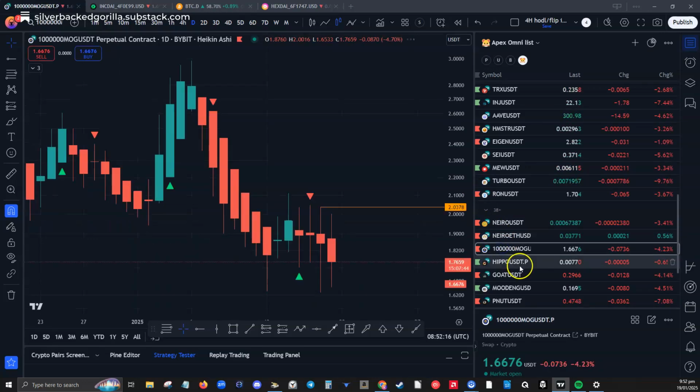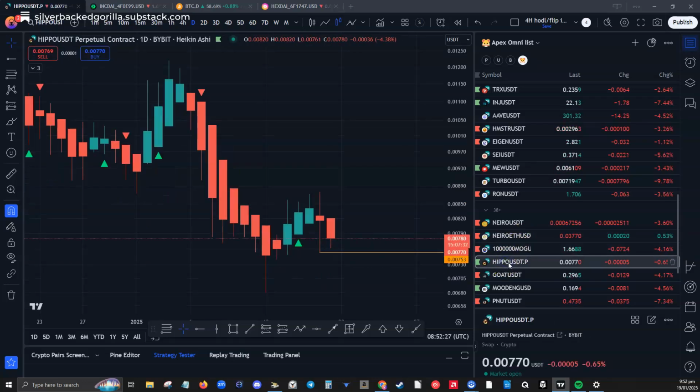0.04363. 1 million MOG. Stop loss level, we moved it down a little bit closer, so trailing it at $2.38 round off. Hippo is a current long.